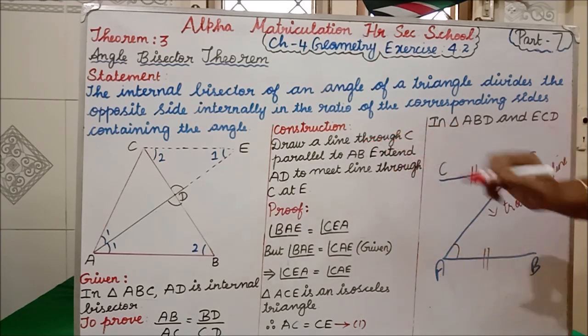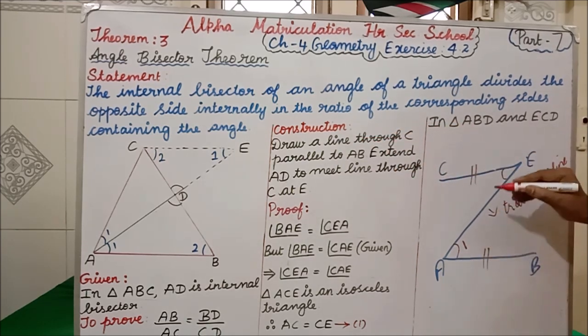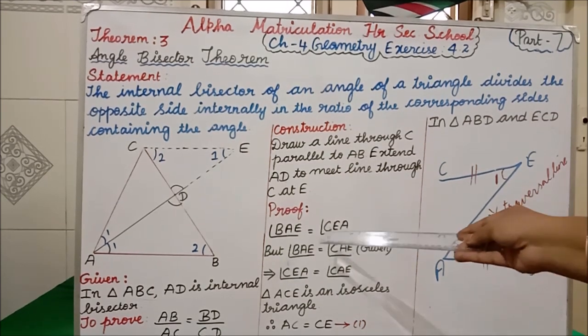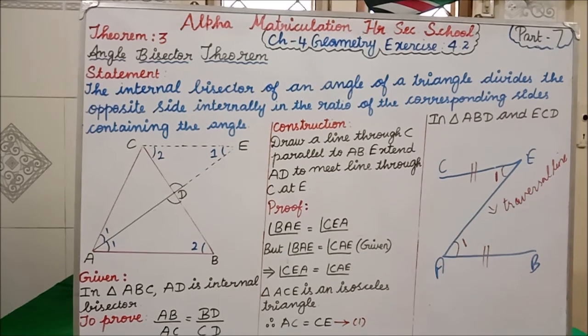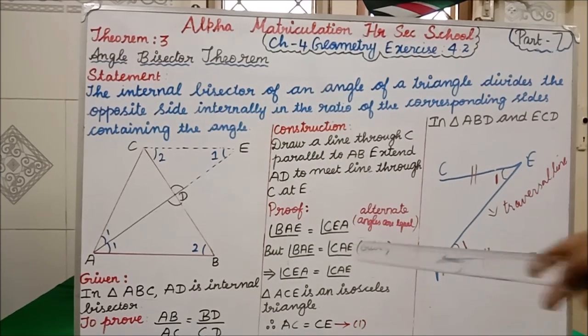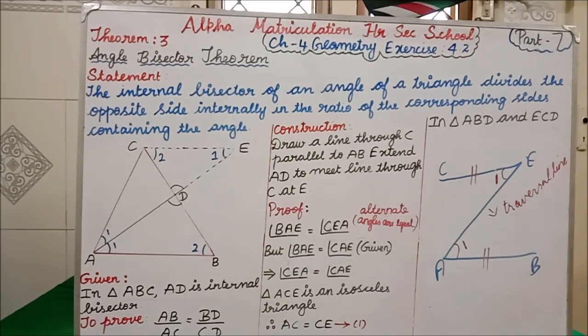If you see in the diagram, I have written here 1. Similarly, for E also we have written angle 1. Clear all of you how I am writing this? First line, angle BAE is equal to CEA. Why? Because of alternate interior angles. In brackets, in the first line, we can write alternate angles are equal.